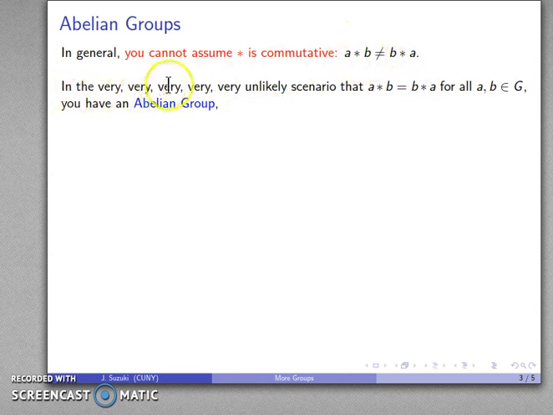On the other hand, in a very rare case, I may actually have a group where commutativity exists, in which case I have this type of group, which is named after a Norwegian mathematician. The name of the mathematician is Niels Henrik Abel, but everybody calls these Abelian groups.